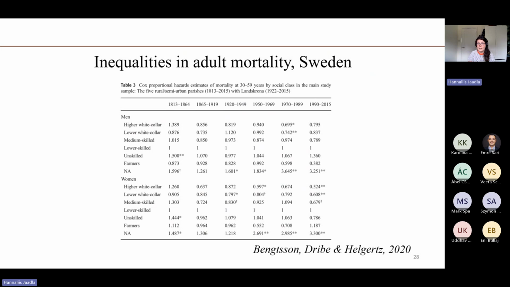But this is very different than some of the studies for Southern Europe, where earlier studies show social gradients already in the 19th century or prior. That is not the case for Sweden.